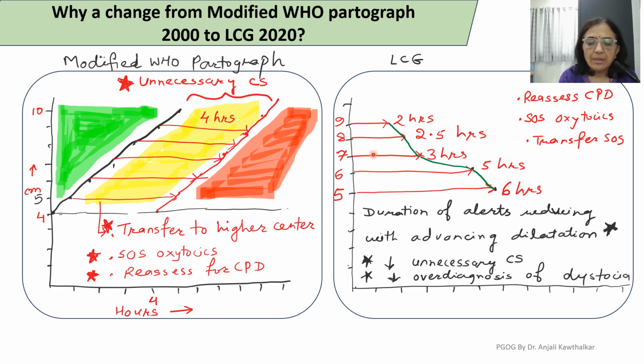based on statistical data. Whenever it crosses this limit, then again reassess, rule out CPD, transfer the woman, or give oxytocin. That starts at the end of this period. There is no need to panic for these many hours. This is a safe zone for us. So what it will result in the future for all the obstetricians is that it will reduce unnecessary cesarean sections, especially cesarean sections which were done with the over diagnosis of labor dystocia.